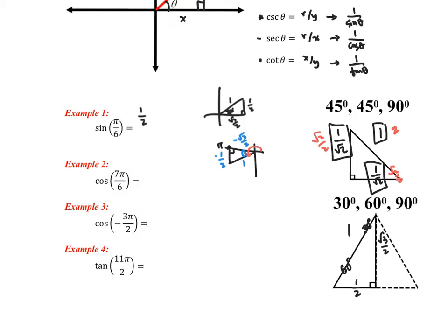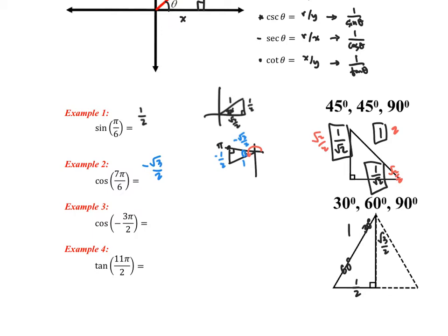So the cosine of 7 pi over 6 is negative root 3 over 2 divided by 1. In example 3, the cosine of negative 3 pi over 2.